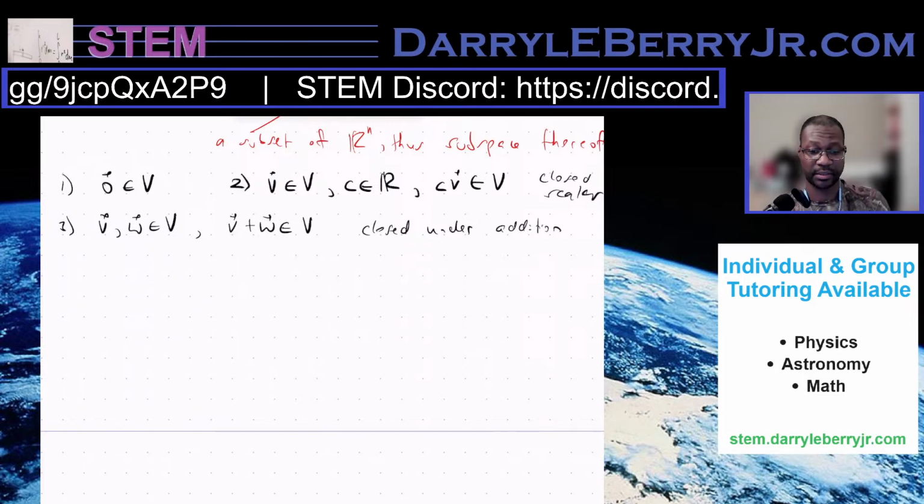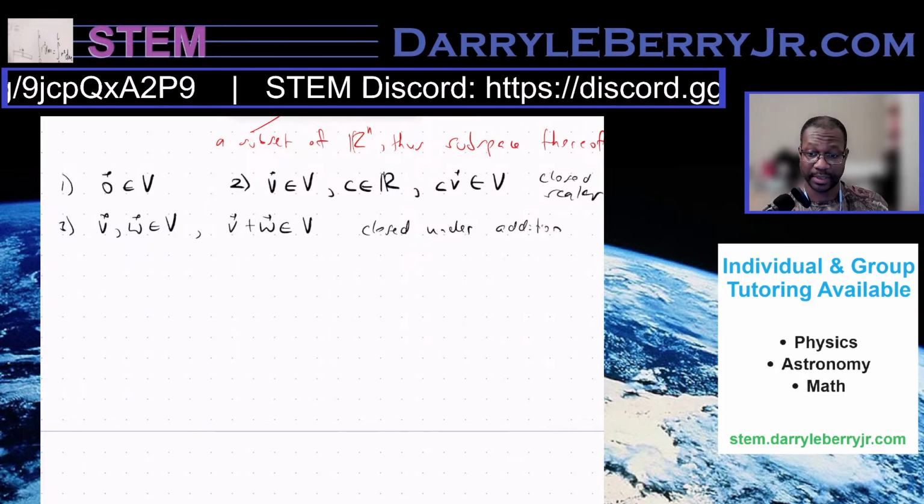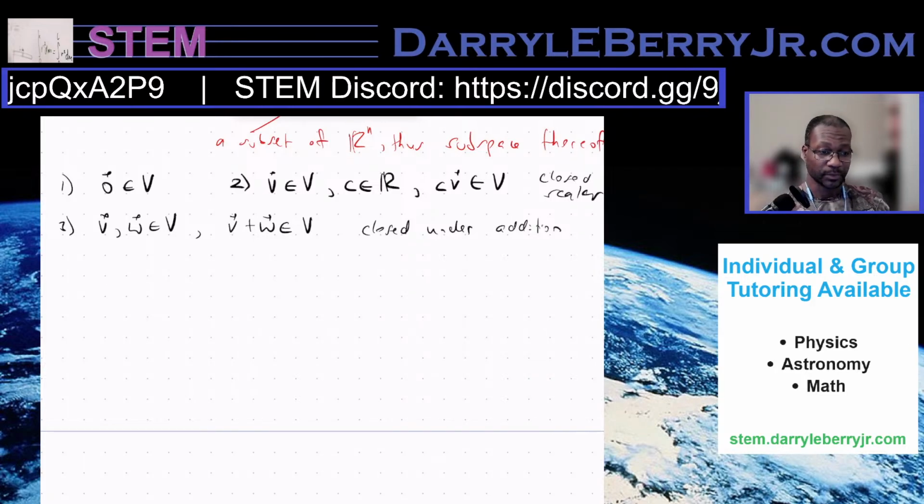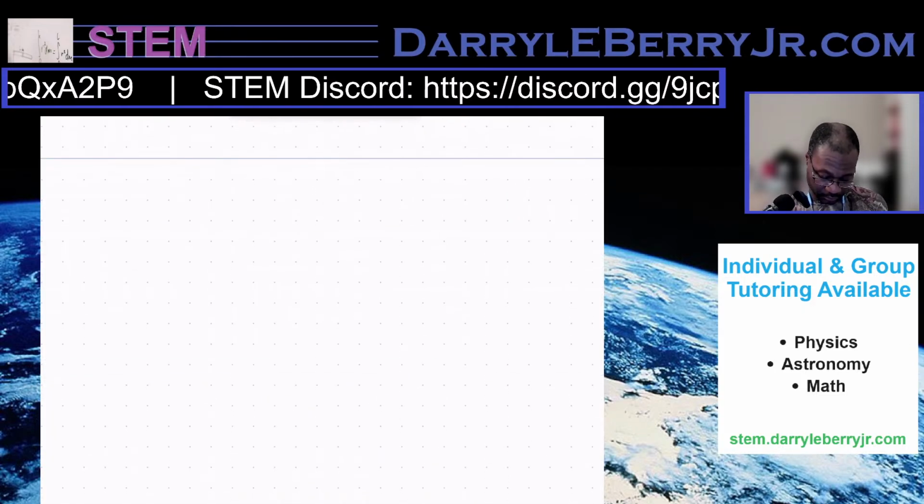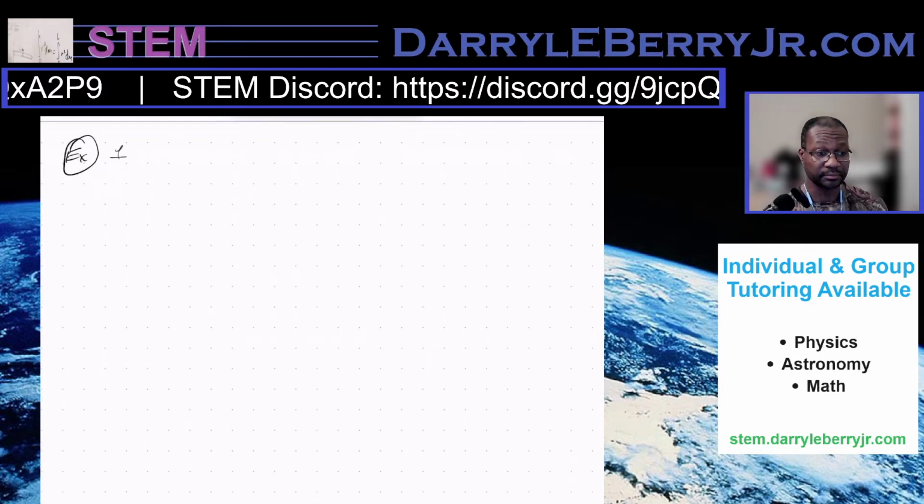So closed under scalar and closed under addition. Oh, starting with an example already. Remedial examples. Example 1.